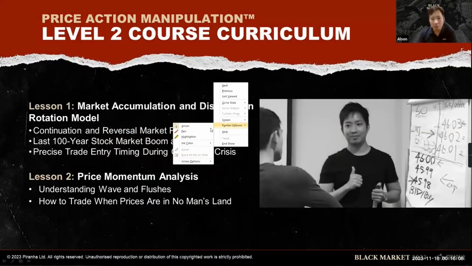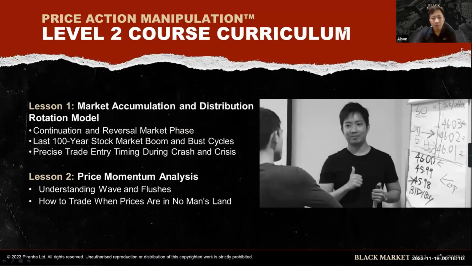And the first lesson will be over here, the market accumulation and distribution rotation model. I'm going to show you guys the last 100 years of stock market boom and bust cycles, right? What are the consistent patterns in all these boom and bust cycles, and how you're going to position yourself when the crisis hits. Eventually, there will be another crisis. We will always have a crisis in about 2-3 years, right? And this is a chance to make a lot of money, understand?